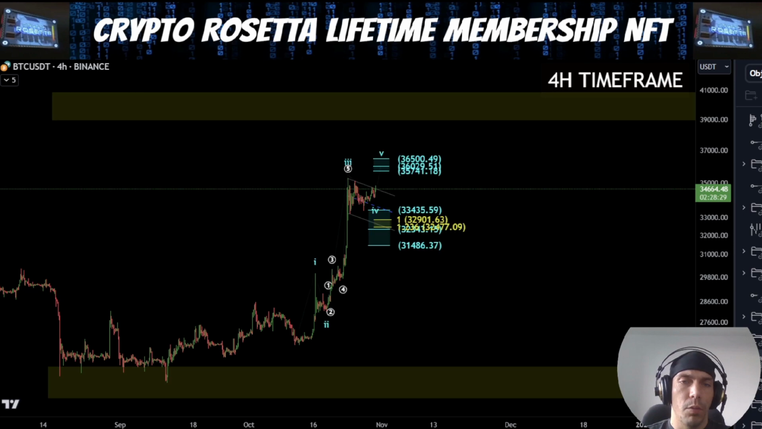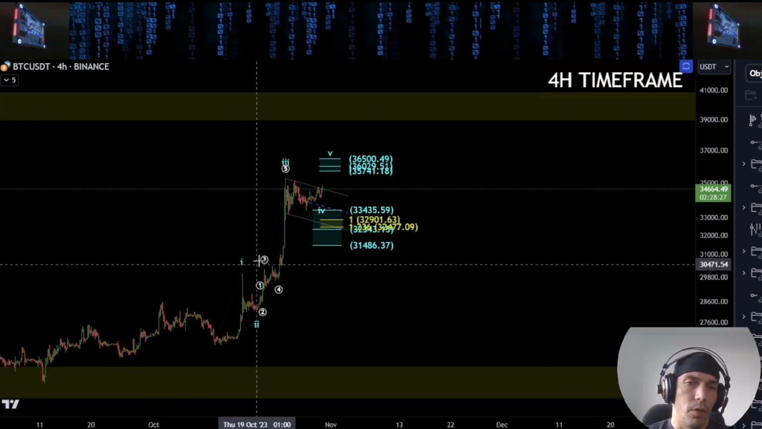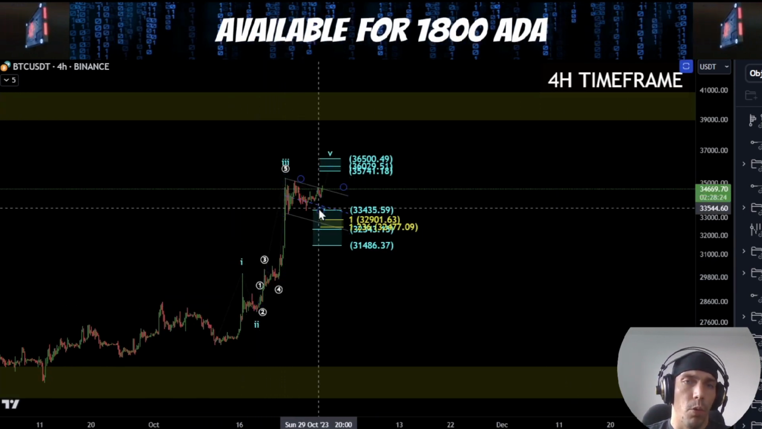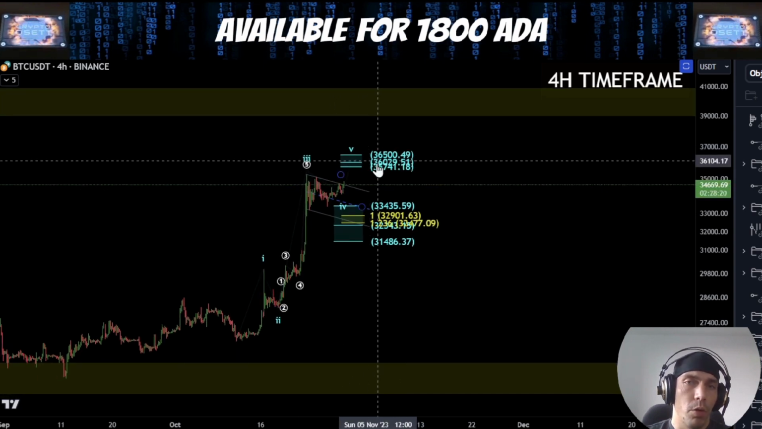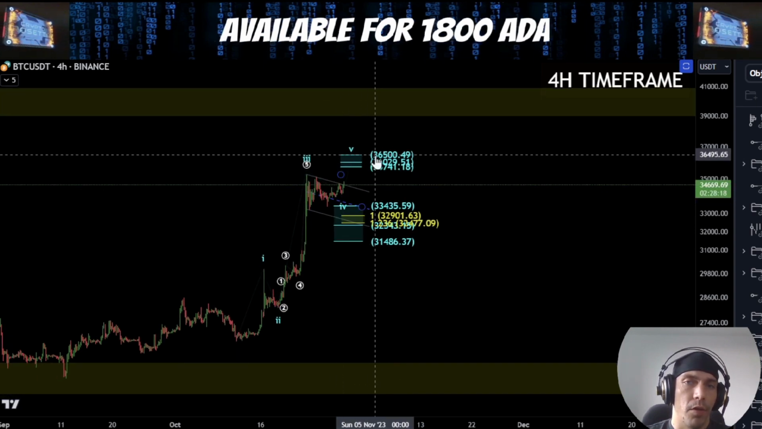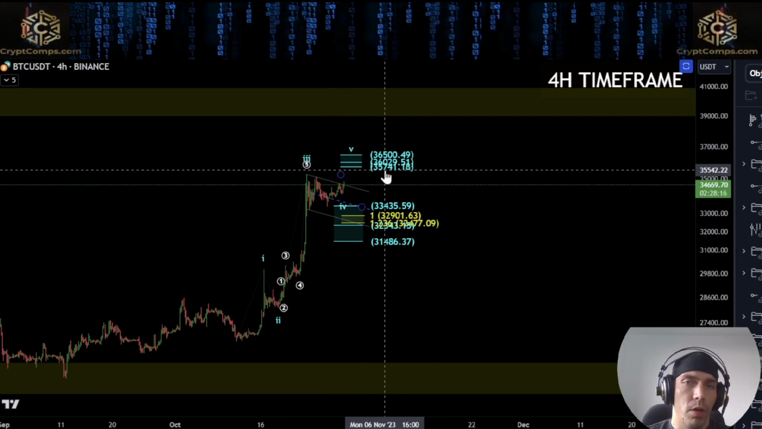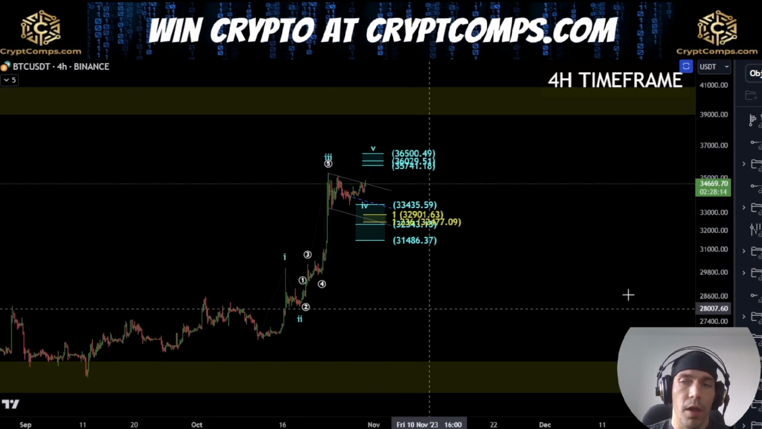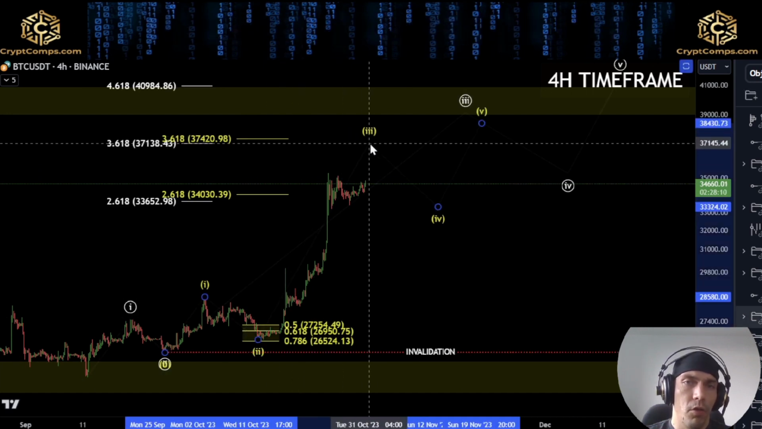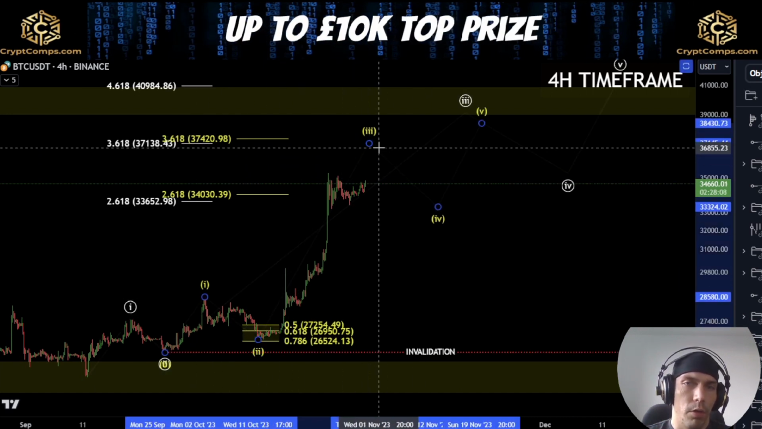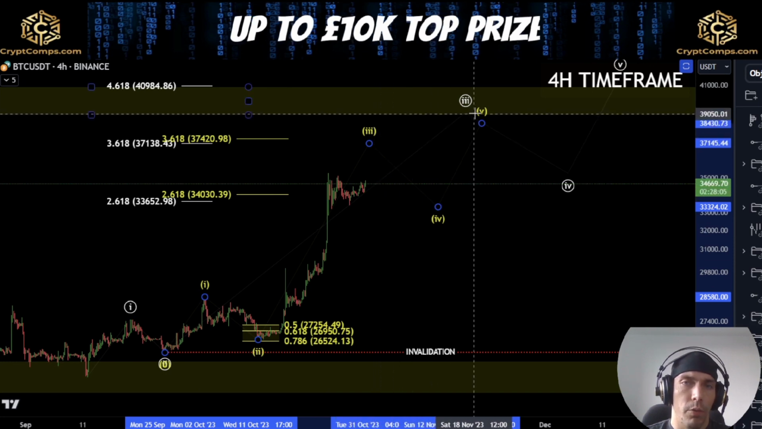Now, it is also possible that we could argue that this is just 1, 2, 3, 4, and we're looking to form the final fifth wave here, in which case what we'd be looking for is a push to the upside here towards 36,501 to this 35,740. Now, this would then align with this being the completion of the third wave here, the yellow third wave. Then we'd be looking for an additional fourth and a fifth.